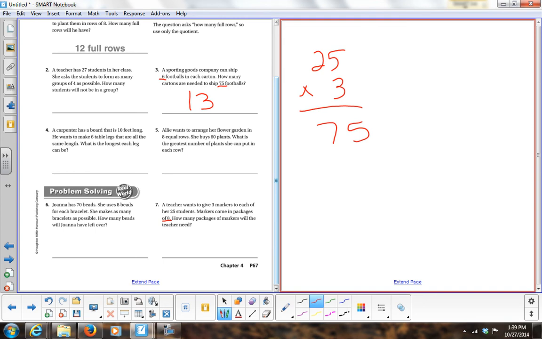They come in packages of 8. Now what do I do? Carolina, what do I do next? I'm not going to subtract. Are we working on subtraction in this chapter? What are we working on in this chapter? Okay, so we're probably going to have a division problem somewhere around here, right? Marisela, what am I going to do next?